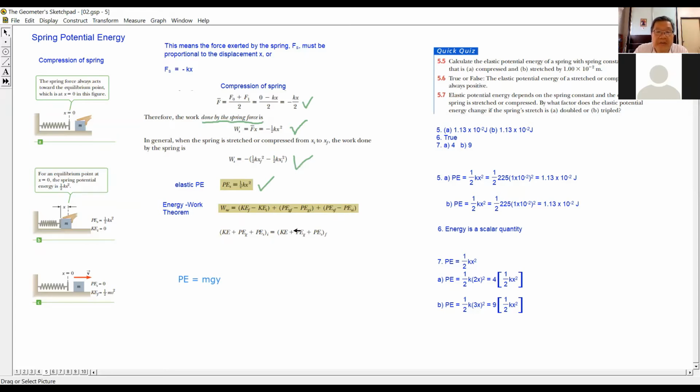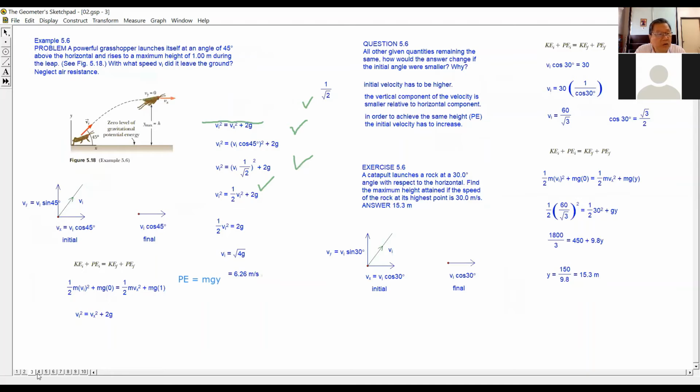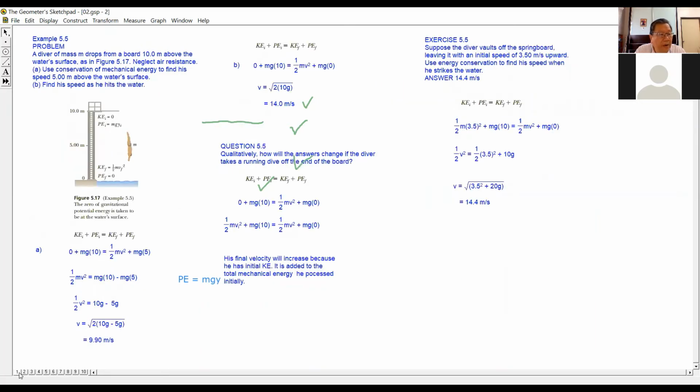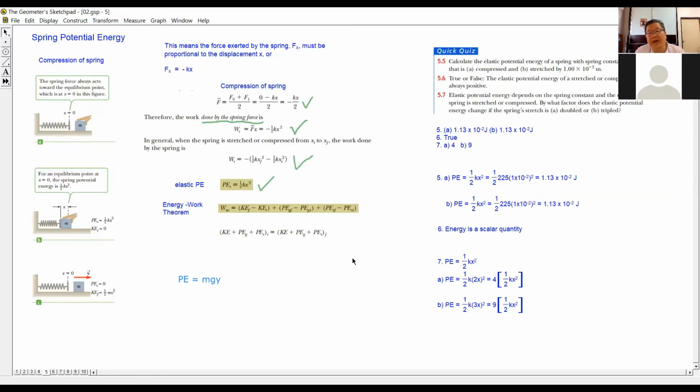So this problem is different from our previous one. Our previous one, we have only two factors here. Only kinetic energy and gravitational potential energy. But now we have three. Right? We have three. Total energy before and the total energy after, they are equal. Any questions so far?